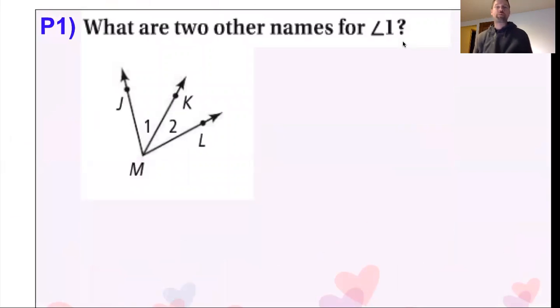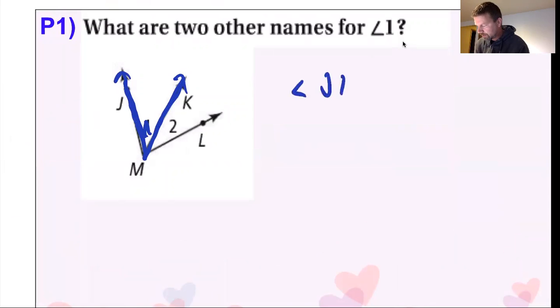Some practice problems, make sure we have this down. Problem 1. What are two other names for angle 1? Well, angle 1 is right here, so it's this opening here that goes there. They already used the number for the angle, so I'm going to have to use the letters. So again, just keep the vertex in the center. So I could call it angle JMK.